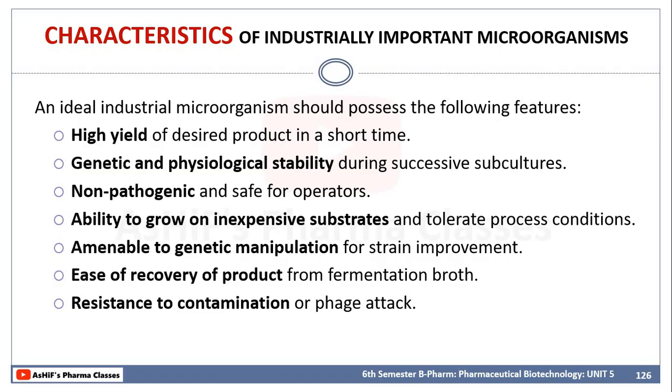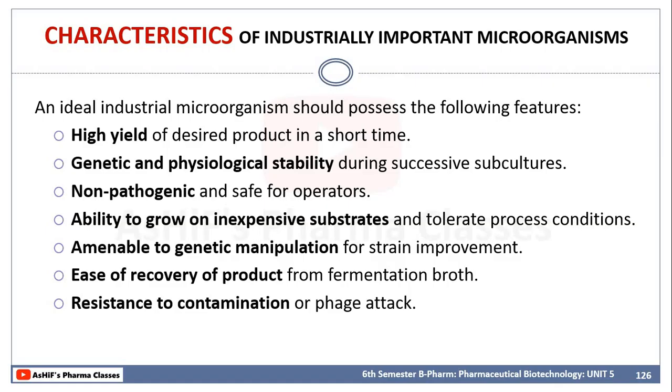Of course, while selecting the substrate, we have to choose cheap products with maximum availability. So the microorganism also should have the ability to grow in such inexpensive substances, and be amenable to genetic manipulation. Sometimes we will get a microorganism which gives a minimum yield, or sometimes even though it produces maximum yield, the produced product itself will inhibit the growth of the same microorganism.